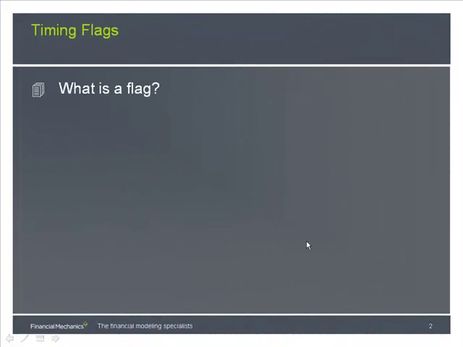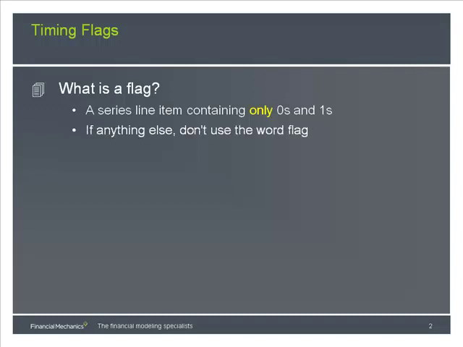First off, what is a flag? At a technical level, it's a very simple definition. A flag is any series line item that contains only zeros and ones, and that's quite crucial. If you've got anything else in the line as far as numbers, don't use the word flag. It's one of the most universally recognized words in modeling that consistently means that digital concept of 0 or 1.